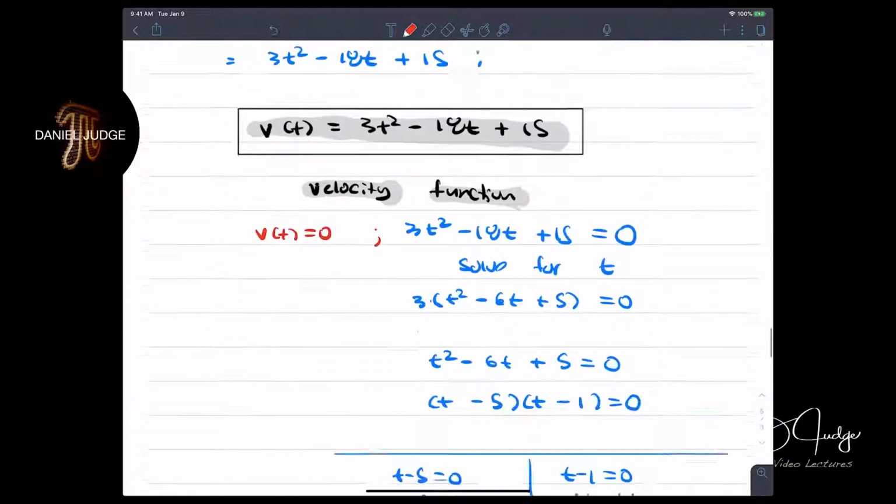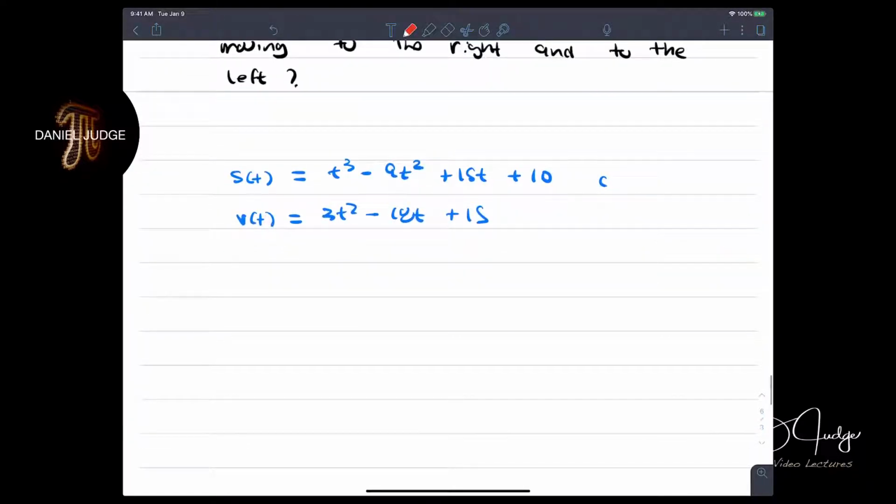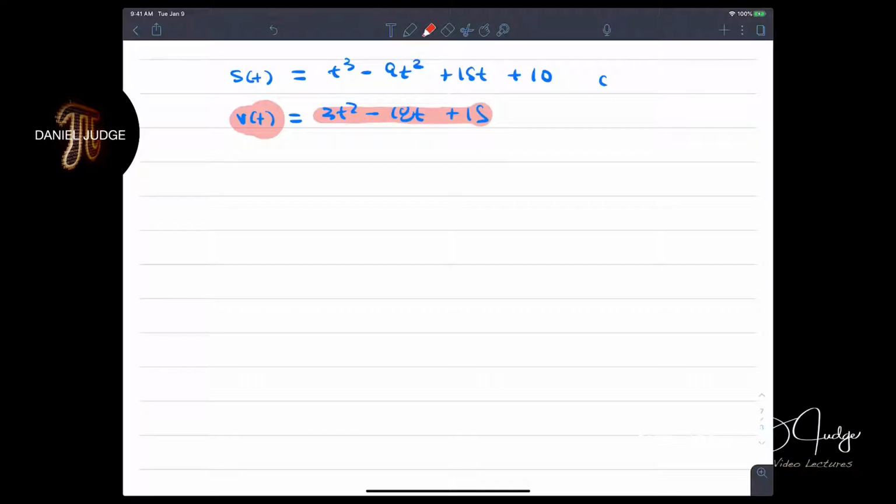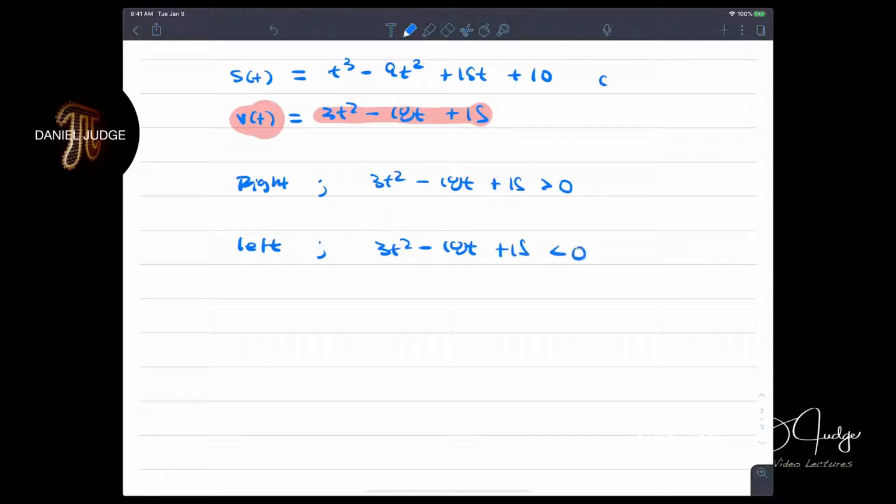So here's what this means. We're going to have to consider the velocity function. This is the setting right here, so I'll highlight that in red. We need to know when this is positive and when this is negative. You might say, I've seen this question before. It's going to move to the right when the velocity, you said, Mr. Judge, was positive. It moves to the left when the velocity is actually negative.